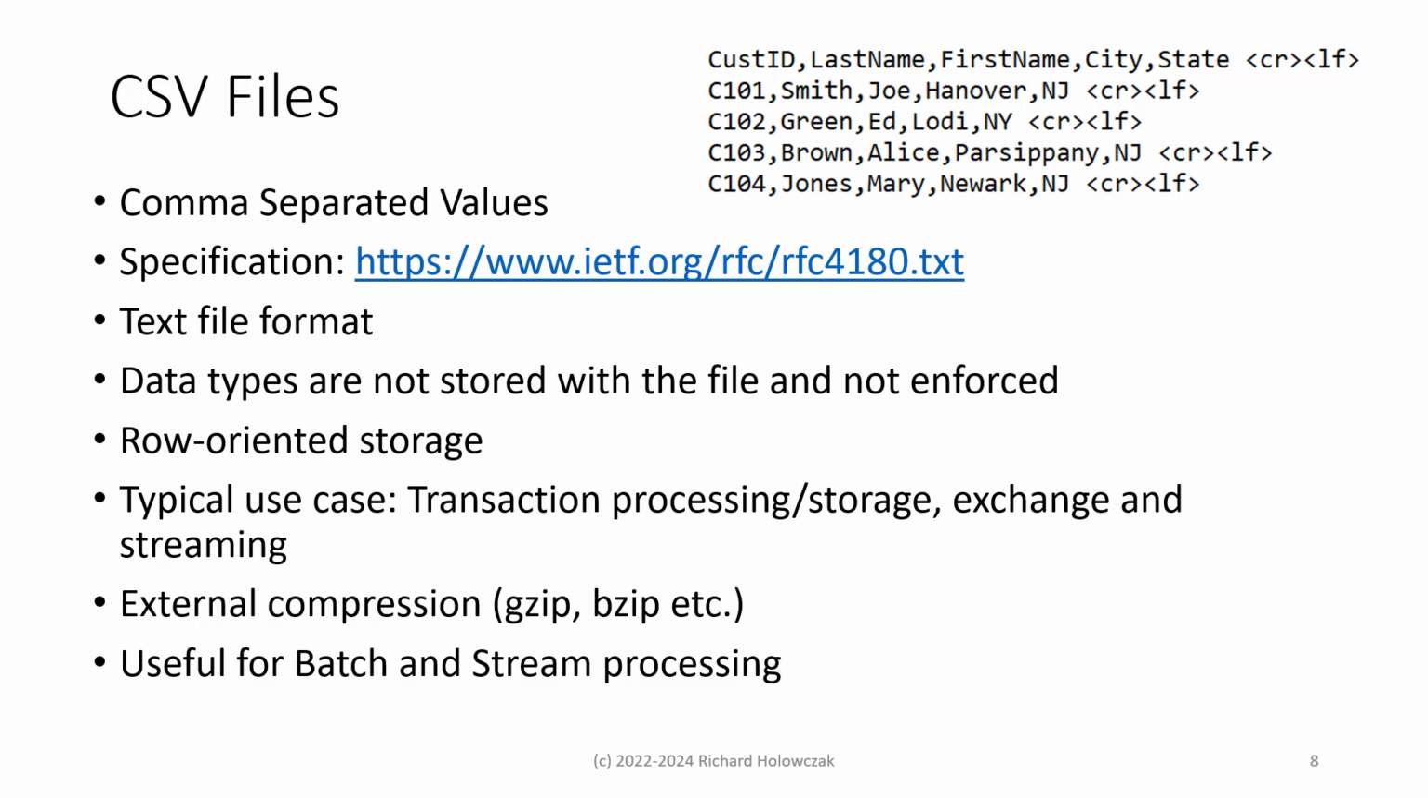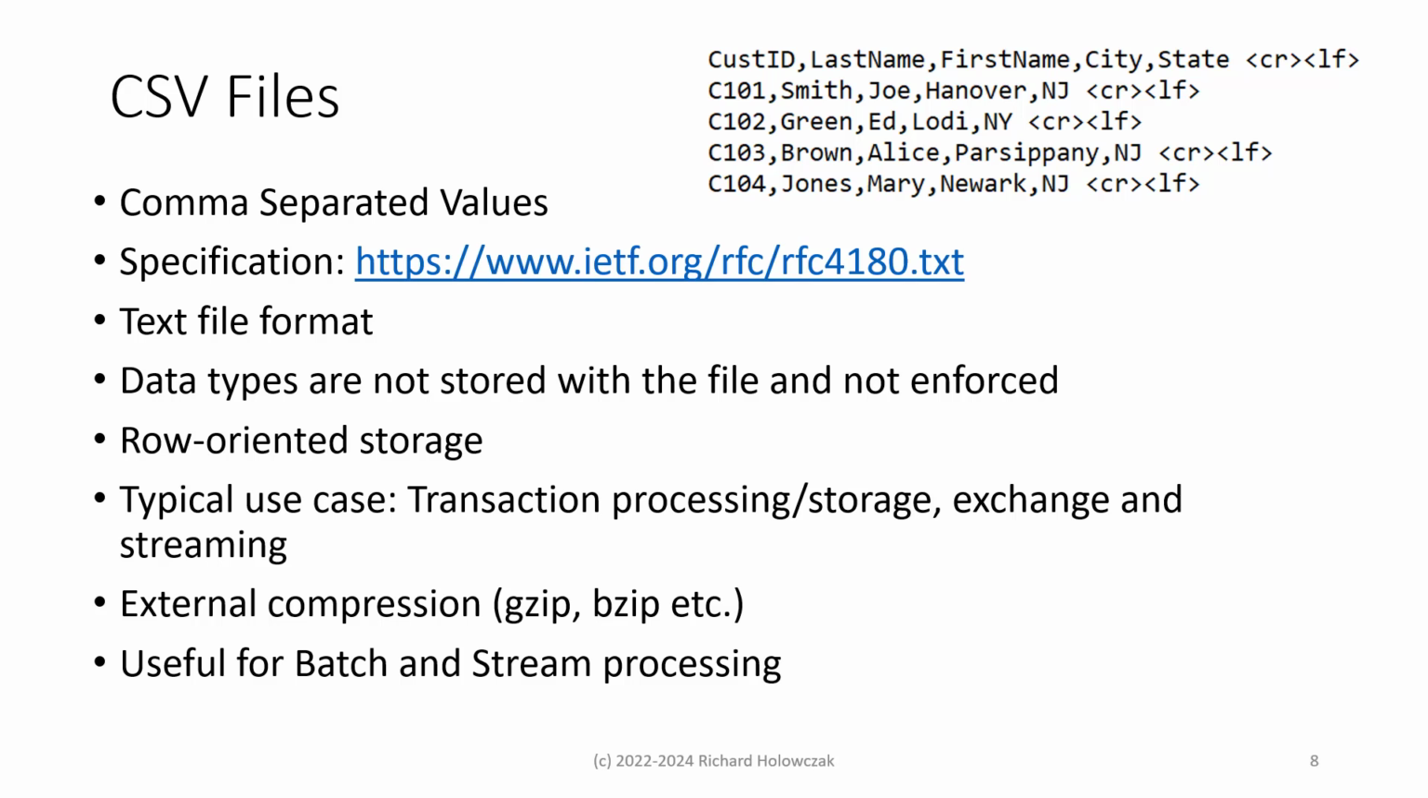The first is the most common, and that's what we call comma-separated value files, CSV. I've given you the specification here. I'll put all the links down in the description. This is a text file format, but data types are not stored within the file and they're not enforced. CSV files have row-oriented storage, like we talked about previously, and the typical use case would be transaction processing or storage, exchange, and also streaming.